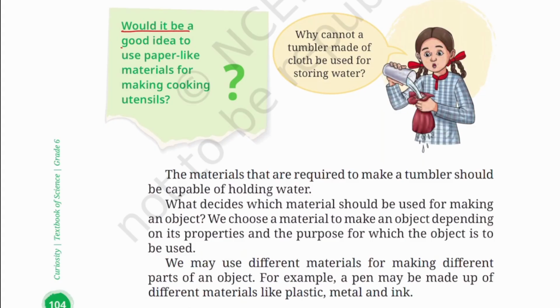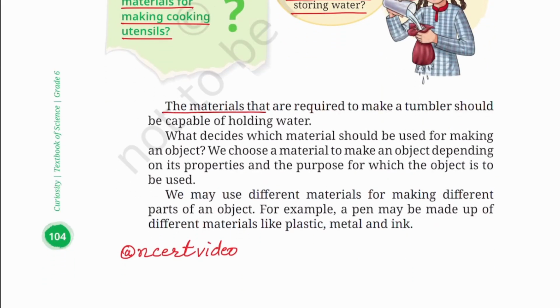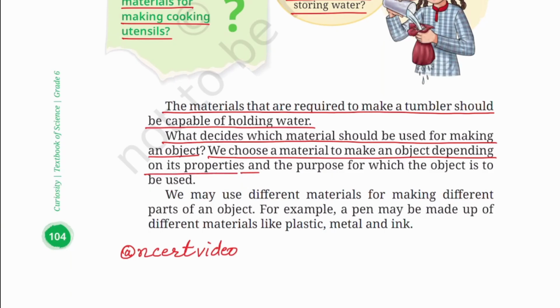Question: Would it be a good idea to use paper-like materials for making cooking utensils? Find out. Seeth says, why cannot a tumbler made of cloth be used for storing water? The materials that are required to make a tumbler should be capable of holding water. What decides which material should be used for making an object? We choose a material to make an object depending on its properties and the purpose for which the object is to be used.